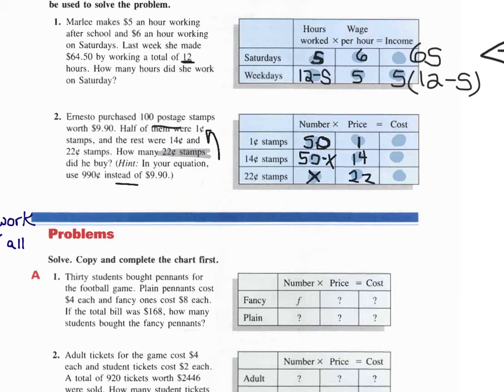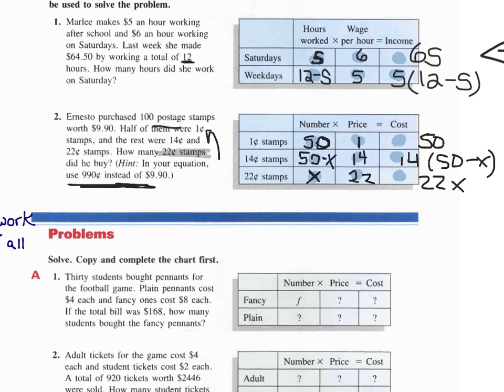Now notice the hint here. It's telling us not to use a decimal point. So just put it in as 1, 14, and 22, and then instead of putting in 9.90, we're going to just use 990. And then from there, we're just looking for the number of stamps. Okay, so then straight across, 50 times 1, the cost is 50 cents or 50. Then here I've got to distribute, so it's going to be 14 times 50 minus x. I'm not going to solve, I'm just going to show what I get. And then 22 times x.